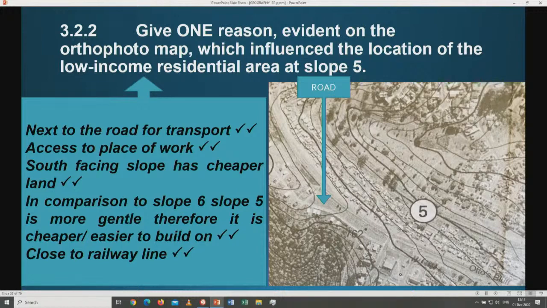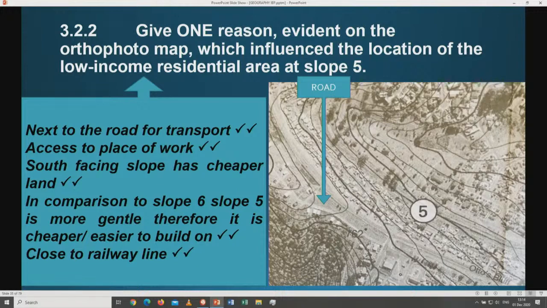In comparison to slope 6, slope 5 is more gentle. Therefore, it is cheaper. The reason why it's going to be cheaper is because there is no nice view there. And slope 6 has a nice view, as I have explained, that high-income people will want to build where they will be having a nice view. It's also easy to build on that land. It's also close to the railway line. That is the factor that influenced the location of the site.